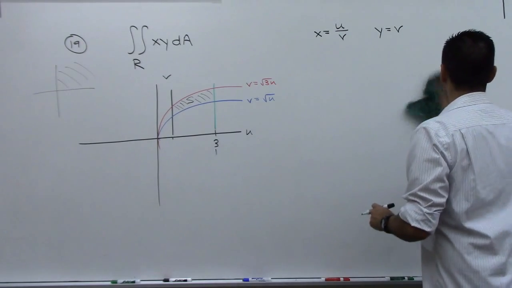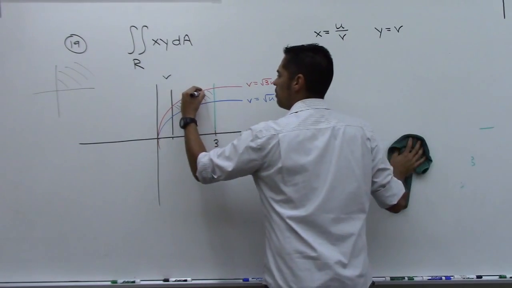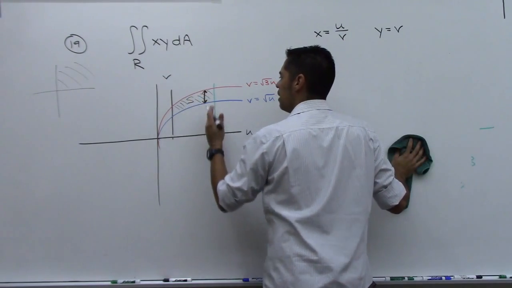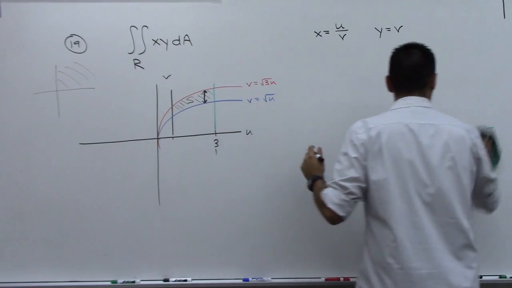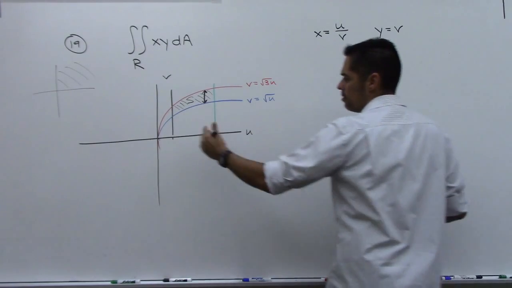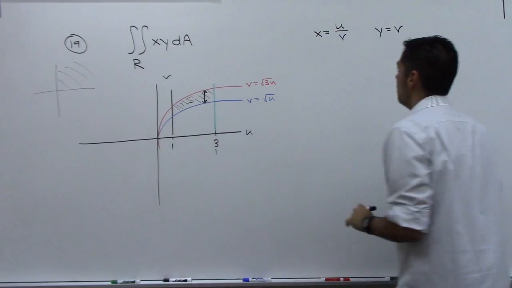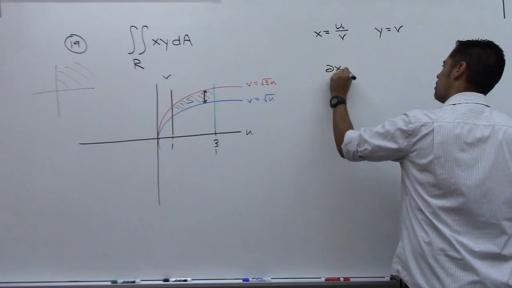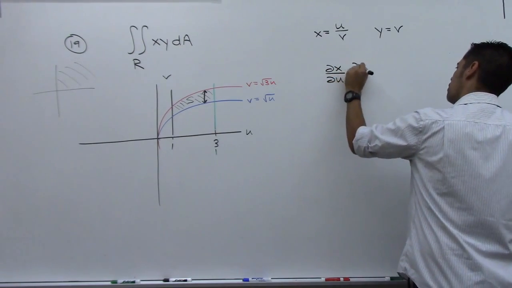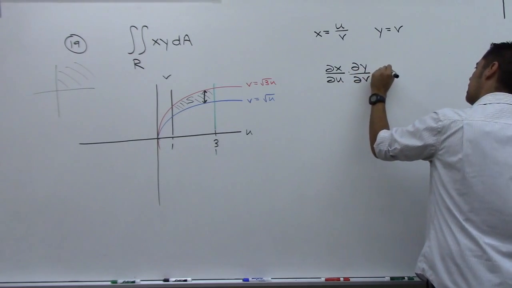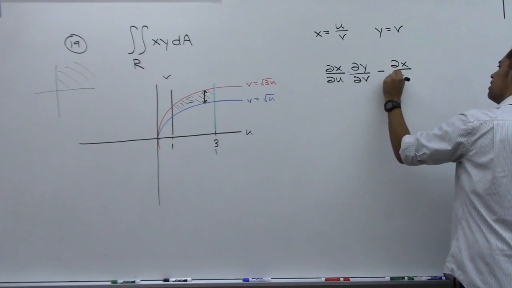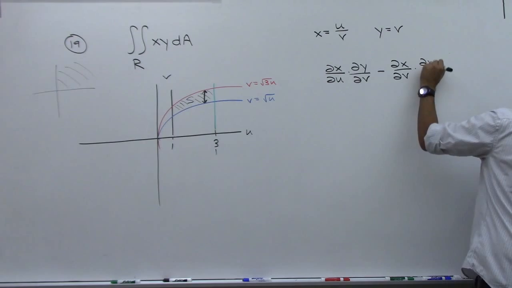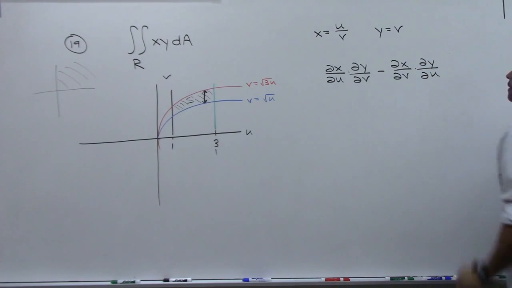for a double integral. If I draw a vertical little line segment here like this, as I move that left and right, the red one's always on top, the blue one's always on the bottom. My u's are bounded between 1 and 3. It's pretty simple. But to get the Jacobian determinant, I need the partial x with respect to u, partial y with respect to v, minus partial x with respect to v times partial y with respect to u.